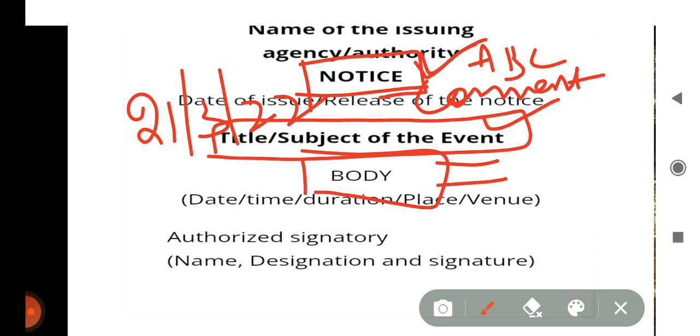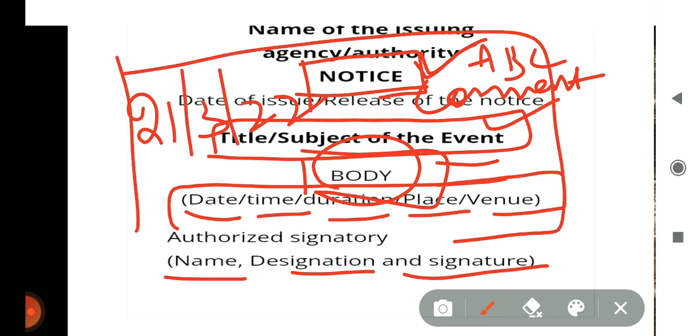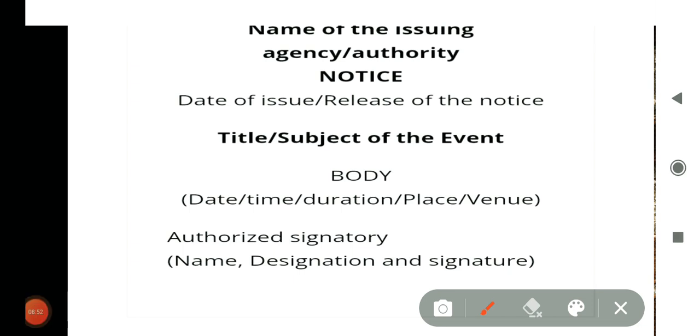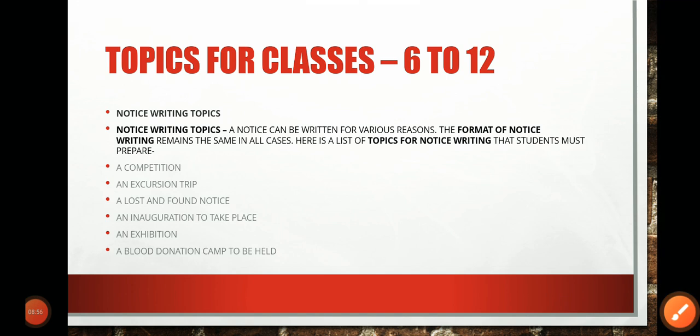Then after writing this, date, time, duration, place, venue, each and every detail you need to give in the body. Then authorized signatory means the name, designation and signature of the person who is writing the notice should be written at the last, and it should be drafted inside a box. So your notice is complete now. As you can see, the lines are very thin, that is why it is not visible here, but the box is there. Okay, so let us move forward.